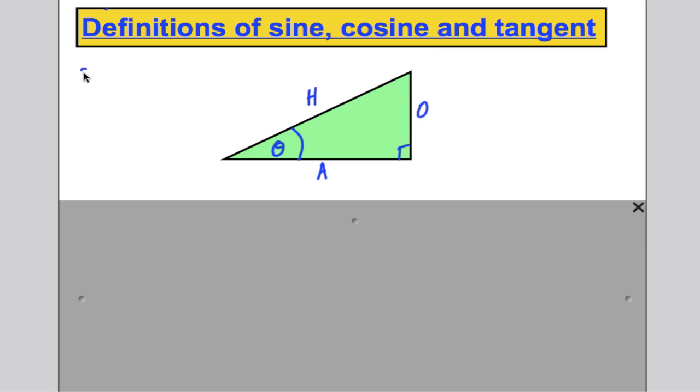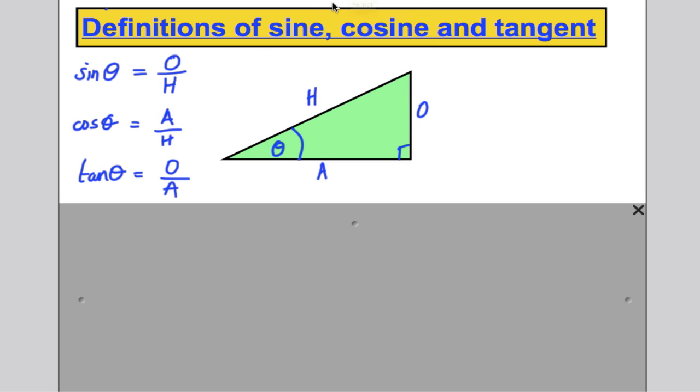At GCSE, we defined some ratios. We said that there is a relationship between the angle and the opposite and hypotenuse sides. In fact, sine theta, this function on our calculator, can be worked out by taking the opposite side and dividing it by the hypotenuse. Cos theta can be worked out by taking the adjacent side and dividing it by the hypotenuse. And tan theta can be worked out by taking the opposite side and dividing it by the adjacent. So that's how we defined sine theta, cos theta and tan theta at GCSE.